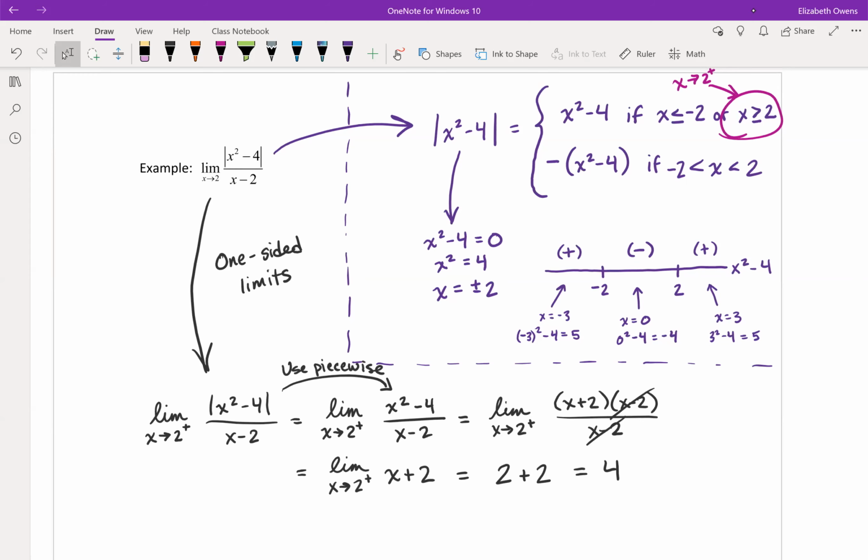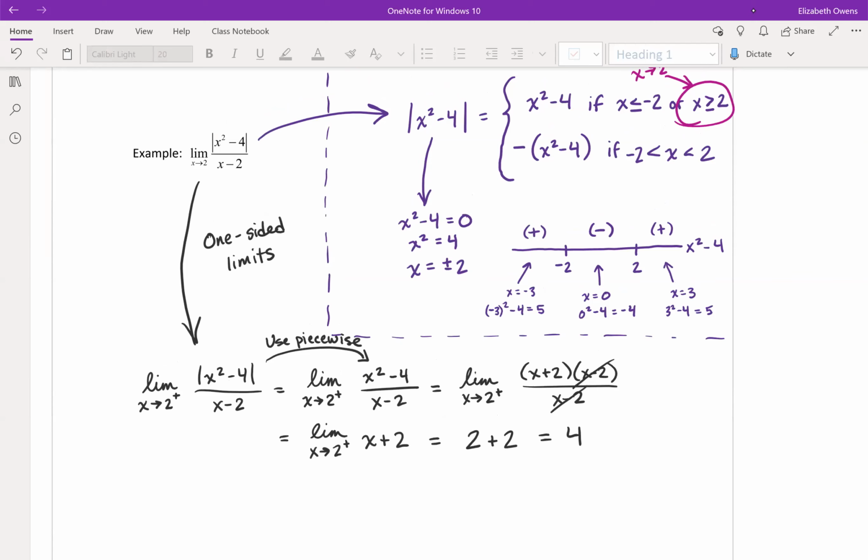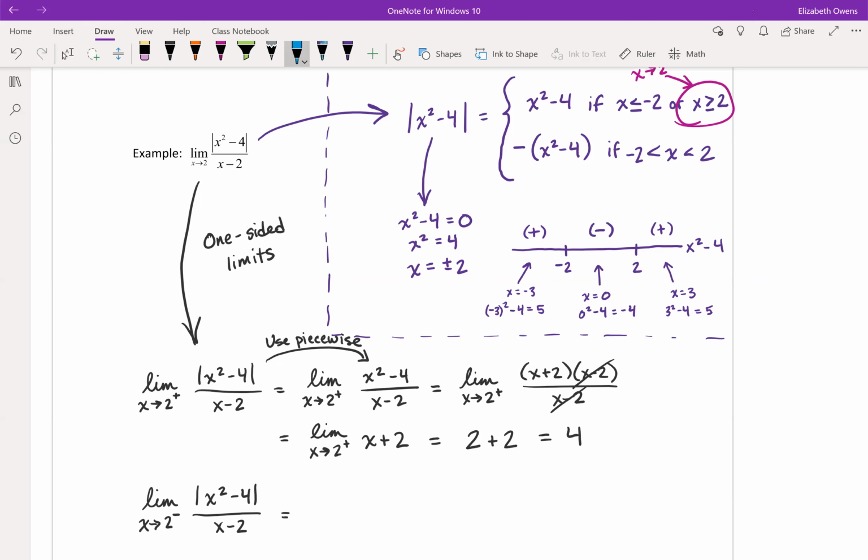And now we're going to do basically the same thing for our left hand limit. We're going to take the limit as x approaches 2 from the left. Remember, that's not negative 2, that's 2 from the left. Look where the minus sign is. And originally we do have our absolute value function in there. But again, we're going to be able to use our piecewise function to replace that.